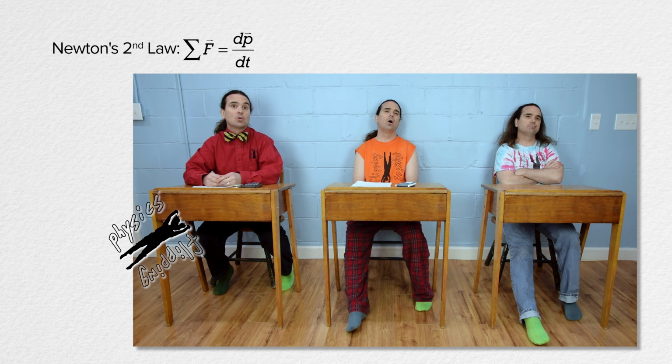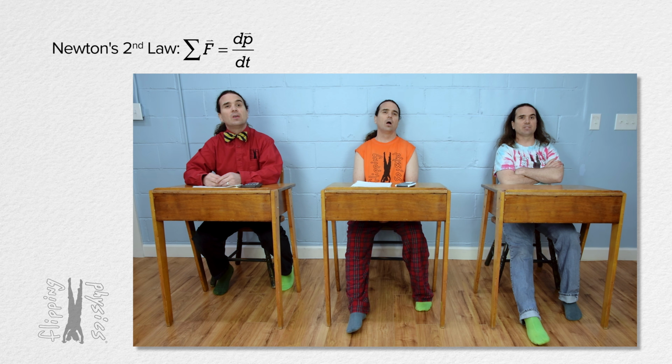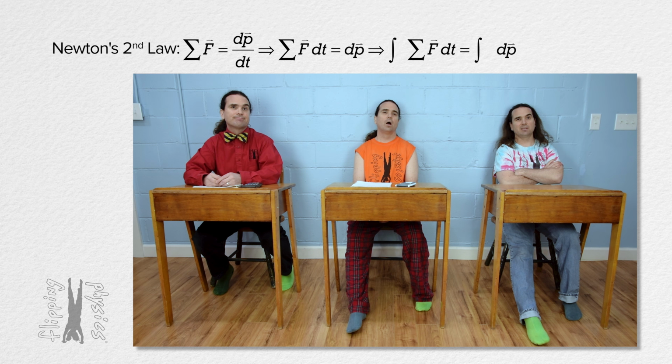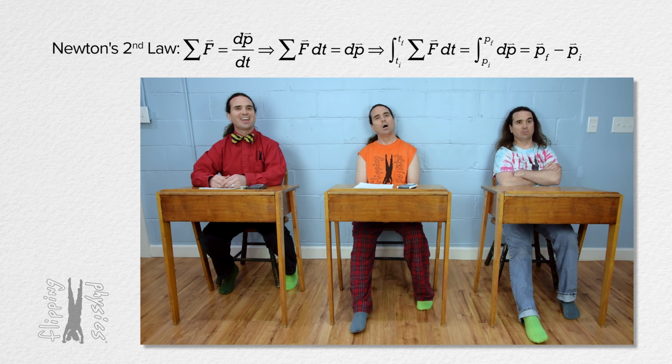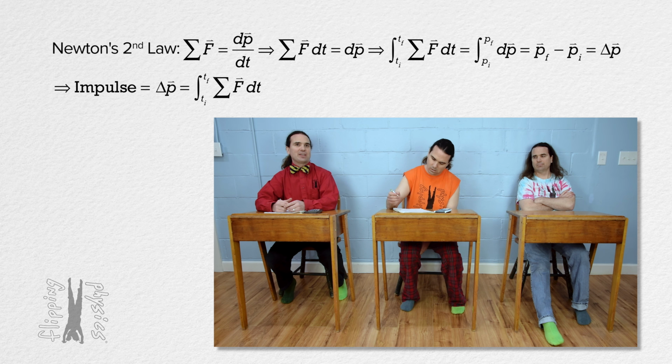Sure. Multiply both sides by dt. Take the integral of both sides. The left side is from time initial to time final. The right side is from momentum initial to momentum final. That means we get momentum final minus momentum initial on the right side, which equals change in momentum. That is impulse. You just derived the equation for impulse.